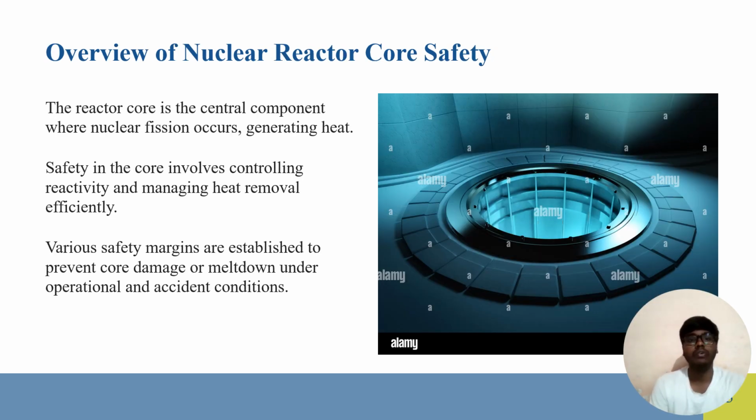Let us discuss the overview of nuclear reactor core safety. The nuclear reactor core is the central component where nuclear fission occurs, which generates the heat. Safety in the core involves controlling reactivity and managing heat removal efficiently. Various safety margins are established to prevent core damage and meltdown under operational and accident conditions.